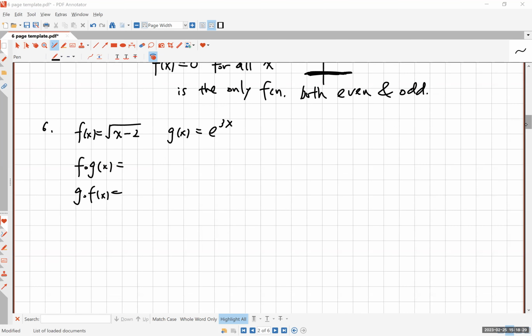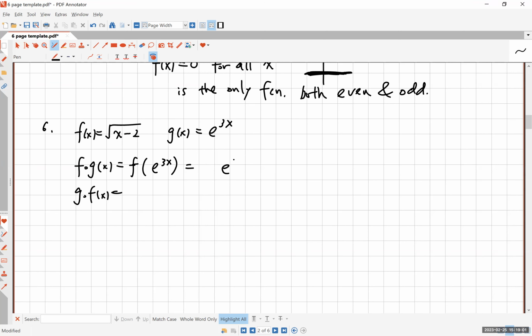Okay, number 6, you have two functions defined, f and g. f is the square root of x minus 2, g is e to the 3x. f of g of x is what? Well, g of x is done first, e to the 3x. And now f takes over. What f does is subtract 2 from the entered value and then take the square root.